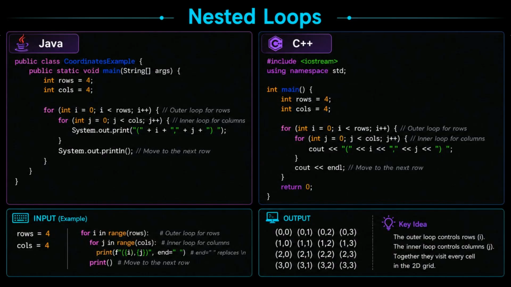Here's a nested loop as actual code, in Java, C++, and Python. The outer loop counts through 4 rows, and for each row, the inner loop counts through all 4 columns, printing every row-column coordinate pair along the way. The result is a clean 4x4 grid of coordinates, exactly the kind of 2D pattern nested loops are built for.